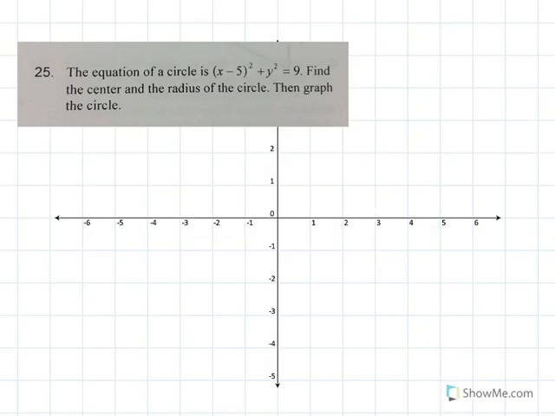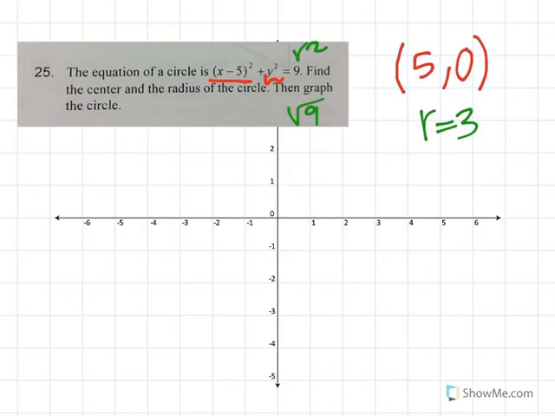Alright, next example is number 25. It says the equation of the circle is (x minus 5) squared plus y squared equals 9. Find the center and the radius of the circle, then graph the circle. Alright, so if we take a look at this x term here, we want to take the opposite sign, and this is going to be 5. And if we look at the y term, we see how nothing's added to it, so our center is going to be at (5, 0). Okay. And we know that 9 is r squared, so if we take the square root of 9, that's going to be our radius, which is 3.